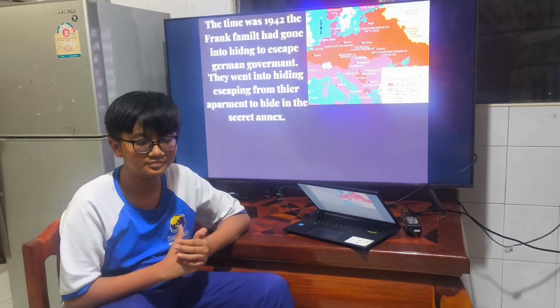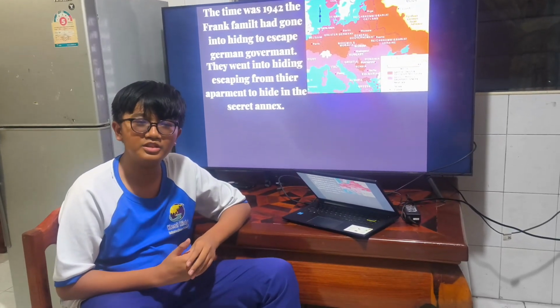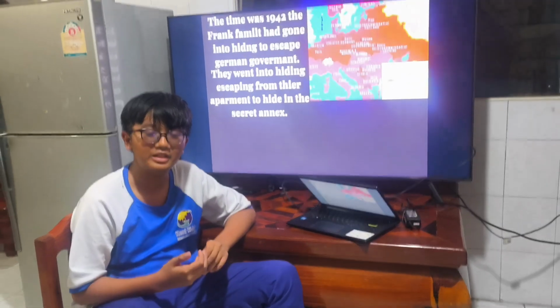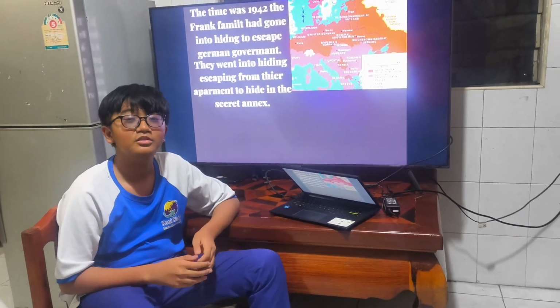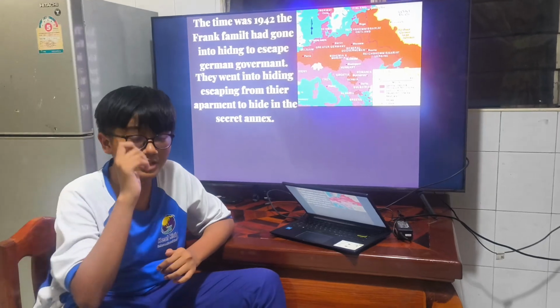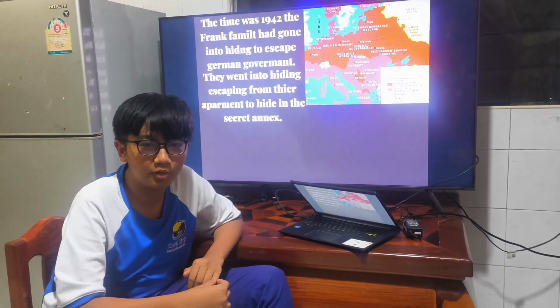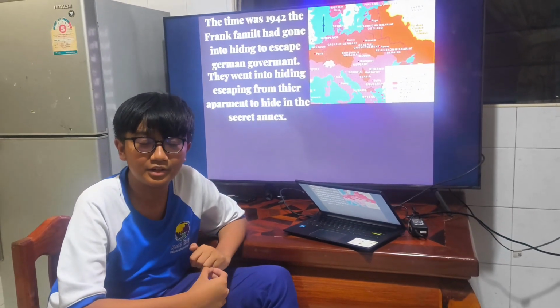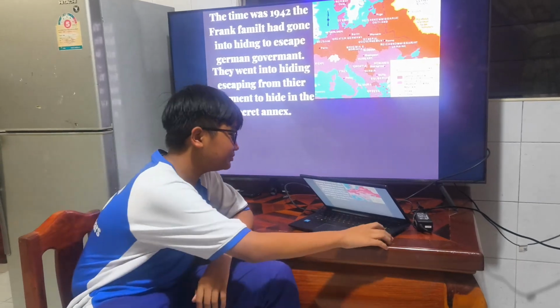This limited their transportation if they wanted to escape the Netherlands, or back then it was known as Holland. She lived in Amsterdam with her family in an apartment they rented. However, in 1942, the German persecution became so severe that she ended up going into hiding in a secret annex in her father's work building.